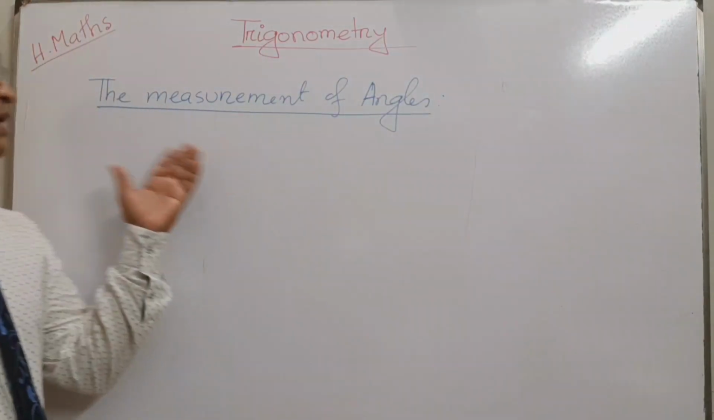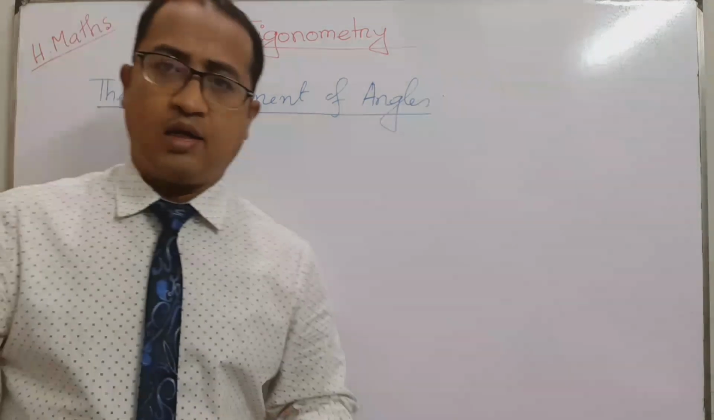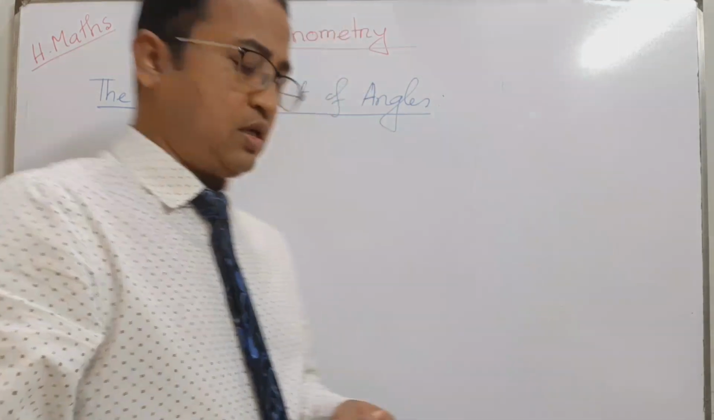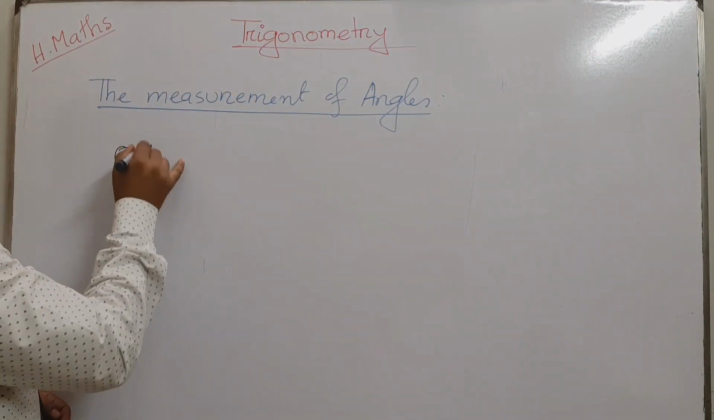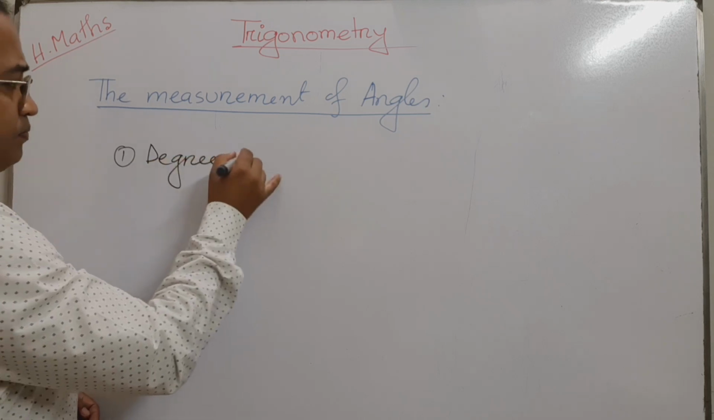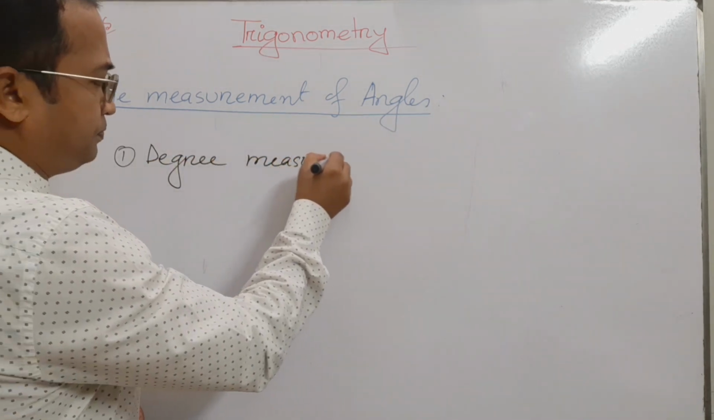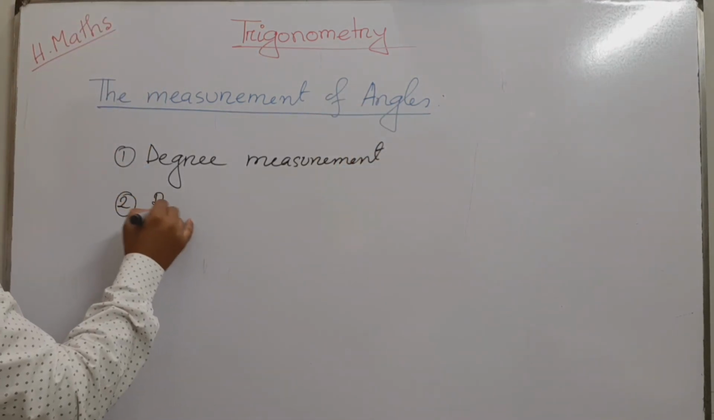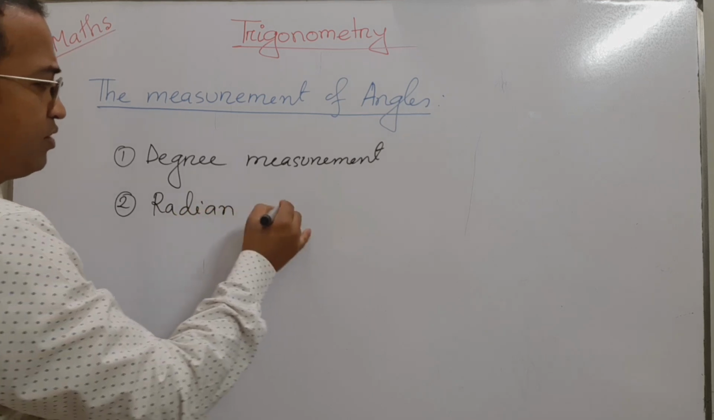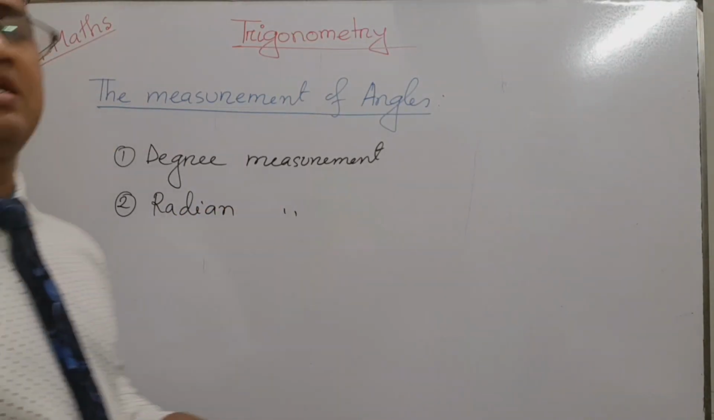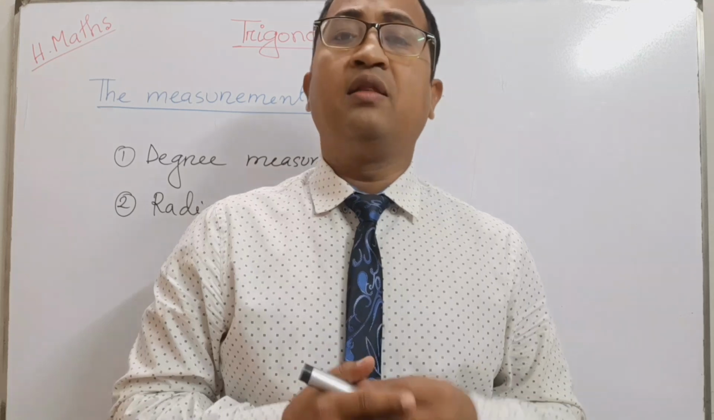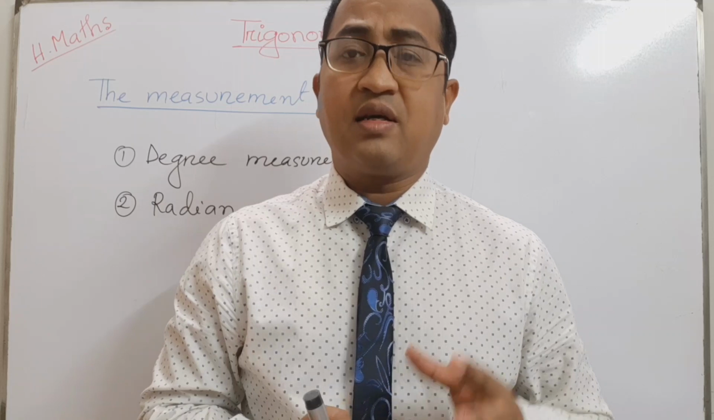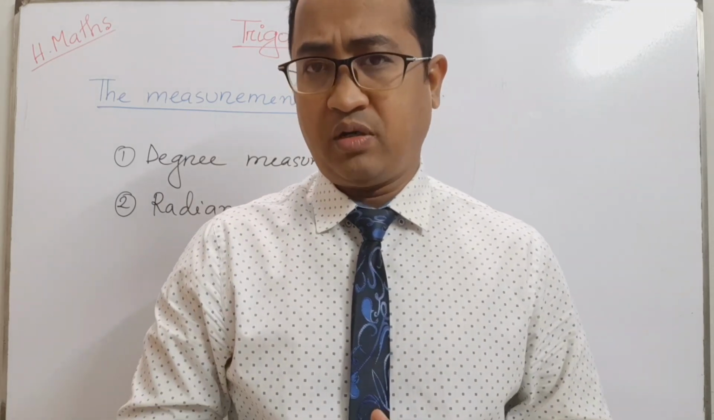Now we will discuss the measurement of the angle. To measure the angle, we use two unit systems: number 1, the degree measurement system, and number 2, the radian measurement system. What is the degree measurement system? In this system, we consider the right angle, 90 degrees, as a unit of angle measurement.